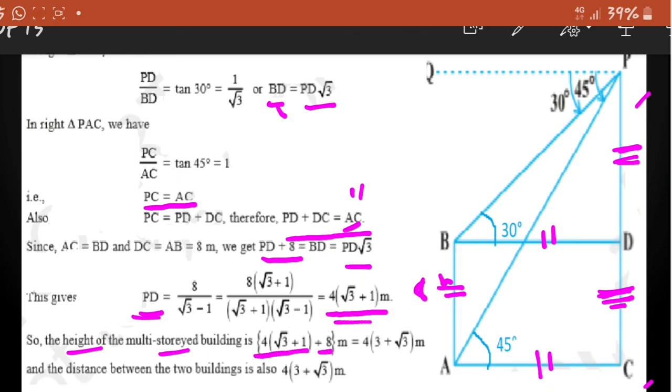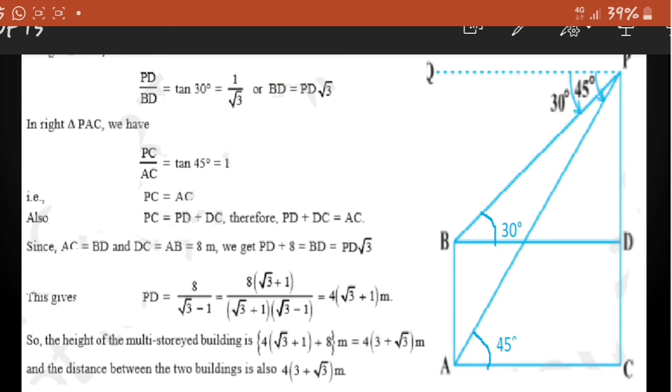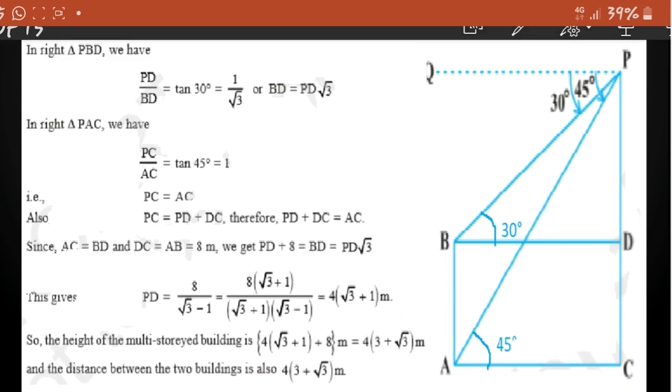And the distance between the two buildings, that is this AC, is equal to BD, and the value of BD is PD root 3. Here is the value of PD, so this value into root 3 will be the distance of AC. So the value of AC will be 4 into 3 plus root 3 meter. In this way you have to solve this question.